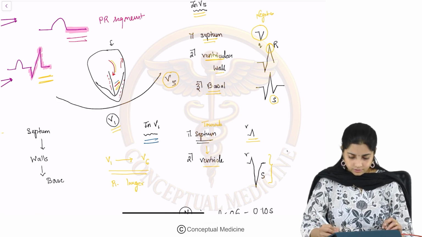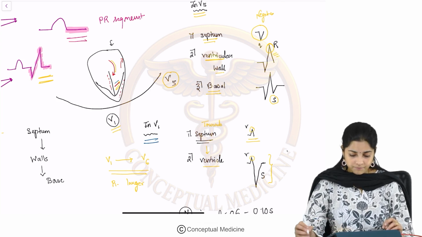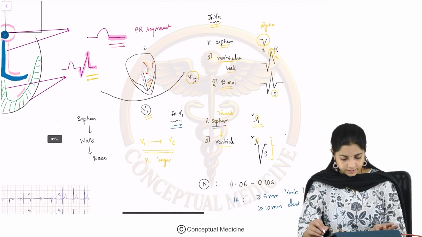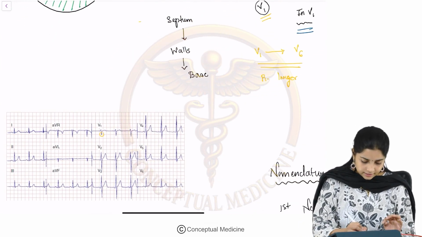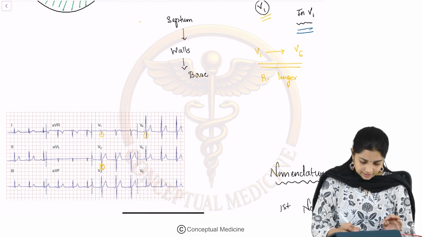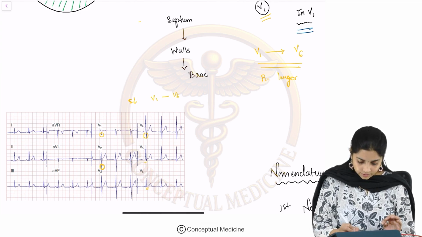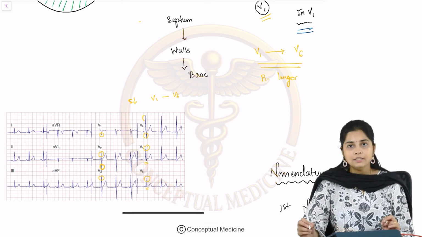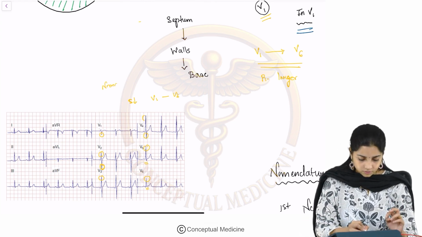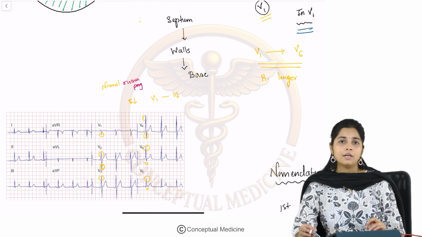Can you see here? Here they are very small R waves, but when you come to V5, the R waves become larger. This is what we call the normal progression. Can you see in this normal ECG, there are S waves, and the S waves become smaller and smaller as you go from V1 to V6, such that there are no S waves left, and the R waves become larger and larger, taller and taller. This is what we call a normal R wave progression.